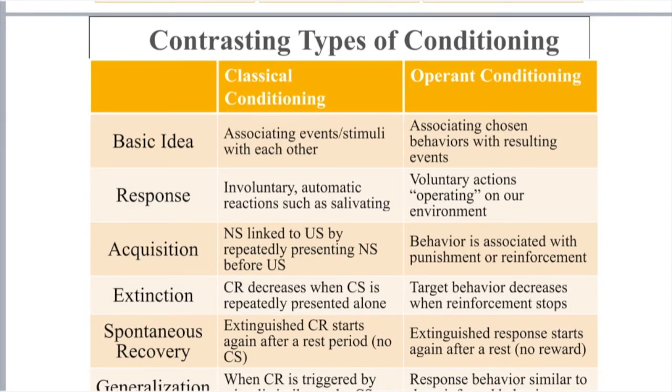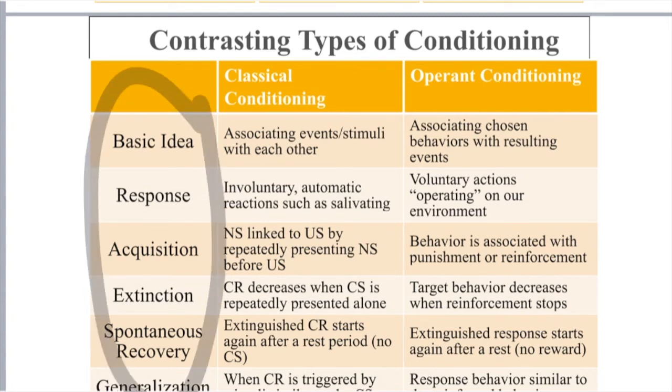Here we have our contrasting types of conditioning. So we have the basic idea, response, acquisition, extinction, all of these terms that we talked a lot about yesterday, and how they apply to both classical conditioning and operant conditioning. So I want you to read through these. We've talked about both of these things as they exist in classical and operant conditioning. This is just a chart bringing them together and comparing and contrasting.